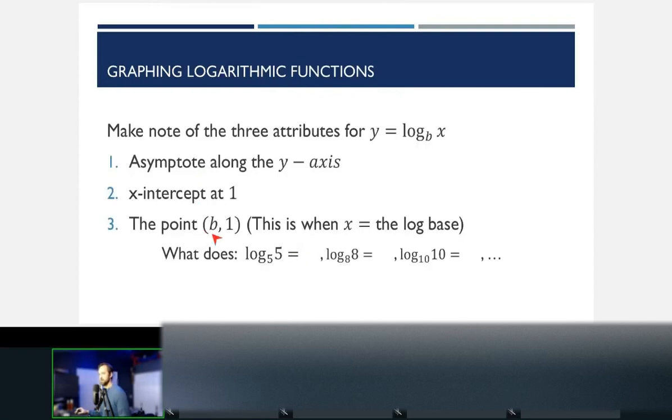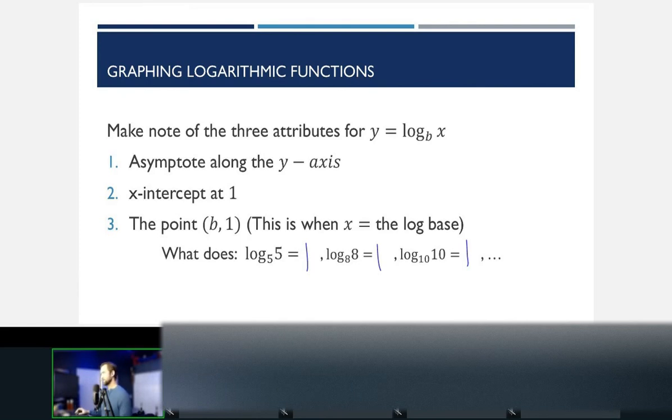We already talked about these three. So log base 5 of 5, we also did talk about that. Remember when the base, so log base 5 of 5, log base 8 of 8, what does that equal? What do all those equal? Yeah, all those equal 1, and we talked about that already. Yeah, they're all equal to 1.